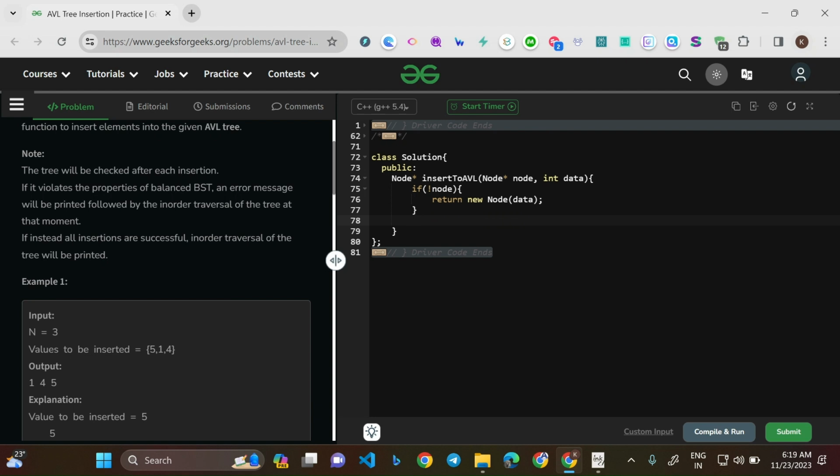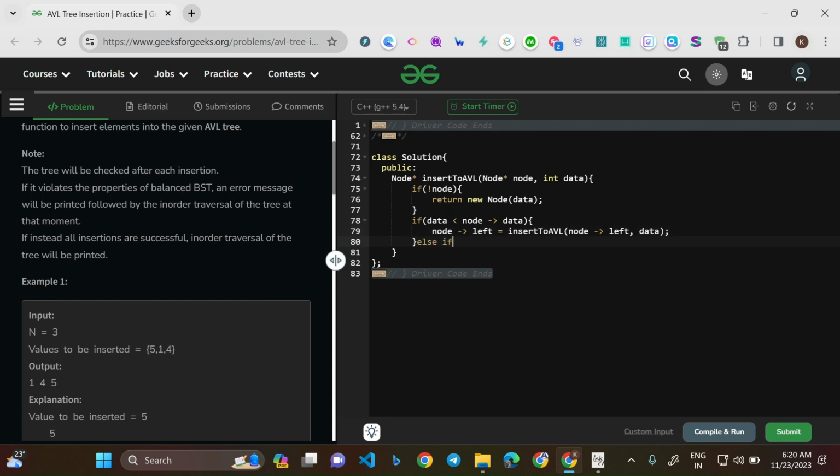Second, let us assume there's some tree that's already been formed, and the data you're trying to add is less than the node data. Your present data is less than the node data, so you can just insert to the node's left, isn't it? This is the very first rule of a binary search tree. So call the same function, insert to AVL, of node left and data.